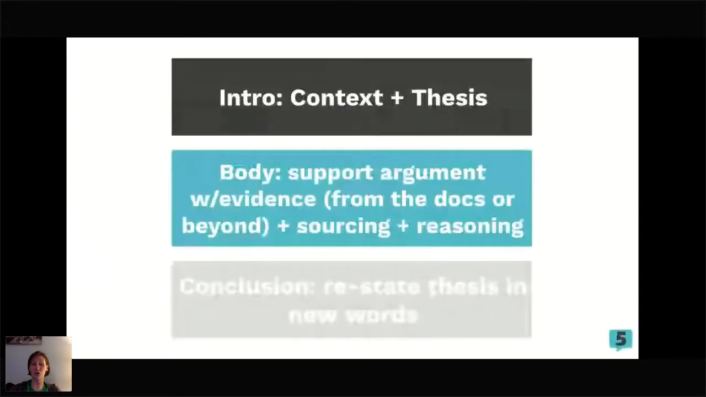Big picture though, as you're structuring your essay, this is the guideline that I give to my students.